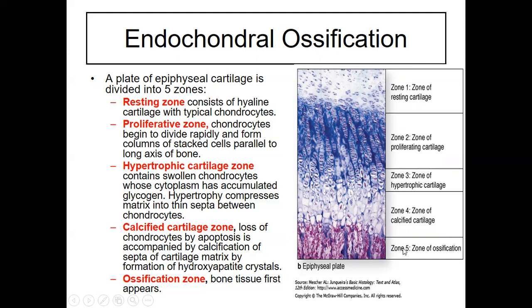And then zone number 5, the zone of ossification. Bone tissue first appears at zone number 5, the zone of ossification. Bone tissue starts to appear. So this is how endochondral ossification happens. Endochondral ossification means that the bone is being developed through the cartilage.